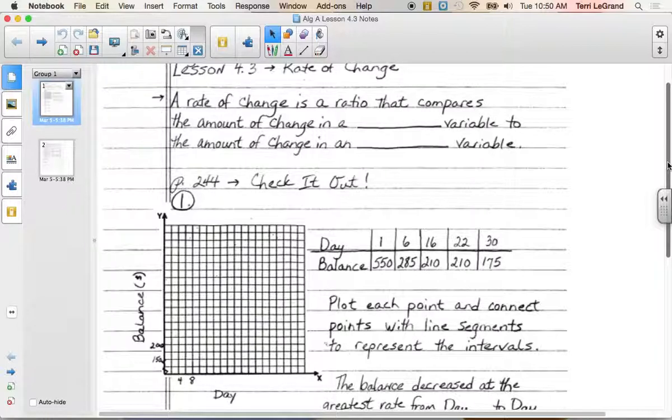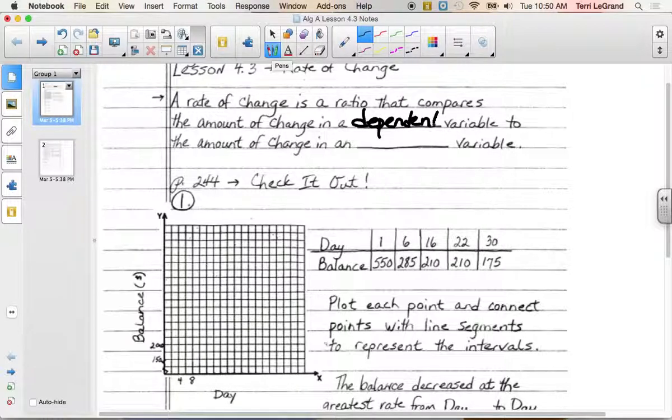And we typically write it, we can put the first thing that's being compared, we might write it with a colon, and then we have it as the second thing behind that. More typically, it's written as a fraction. The numerator compared to the denominator. Okay, so a rate of change is a ratio that compares the amount of change in a dependent variable, and we know all about dependent and independent, so we compare the amount of change in a dependent variable to the amount of change in the independent variable.